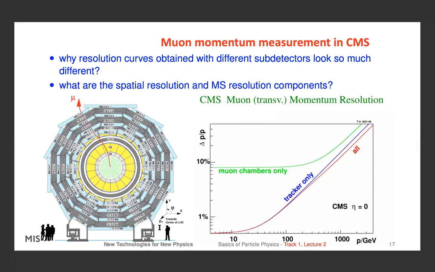Well, in the tracker, you don't have much material. That's why the multiple scattering component is basically negligible. Then also, if you look at the spatial component, it's also better in the tracker only, just because the tracker has much better spatial resolution. There it's tens of microns, while in the muon chambers, it can reach centimeters. And then all of this gives you the combination of the measurement of the two subsystems.